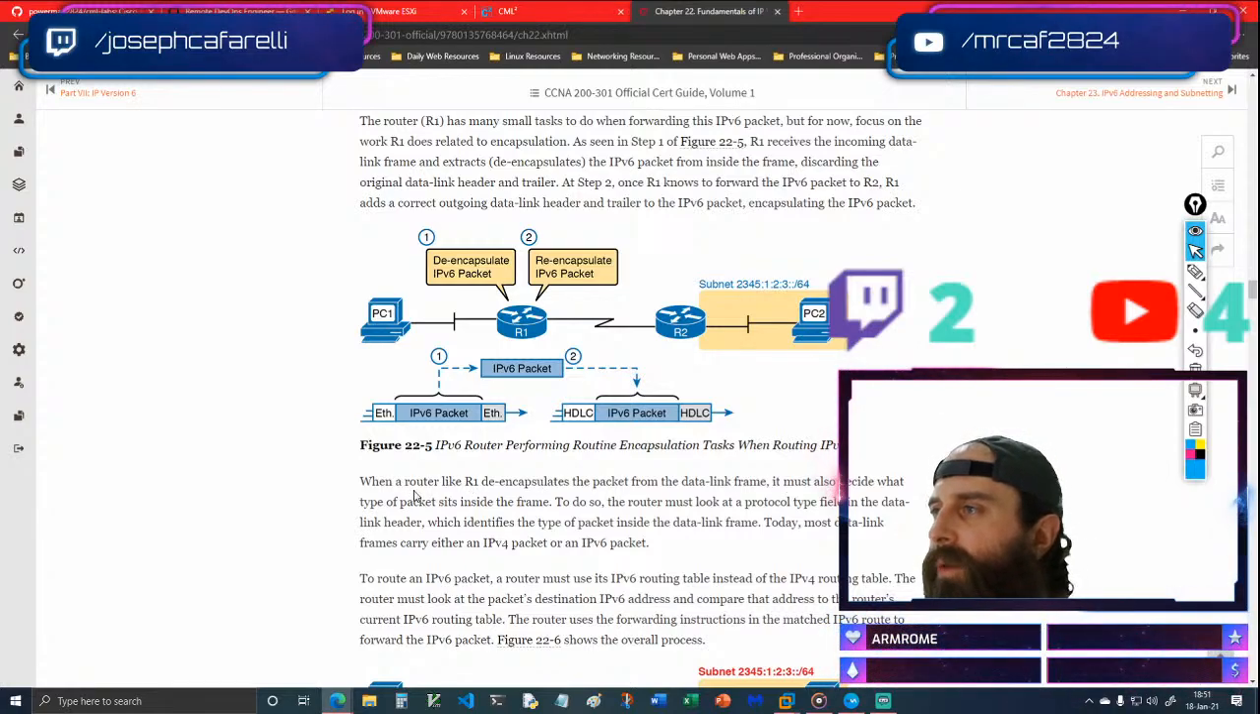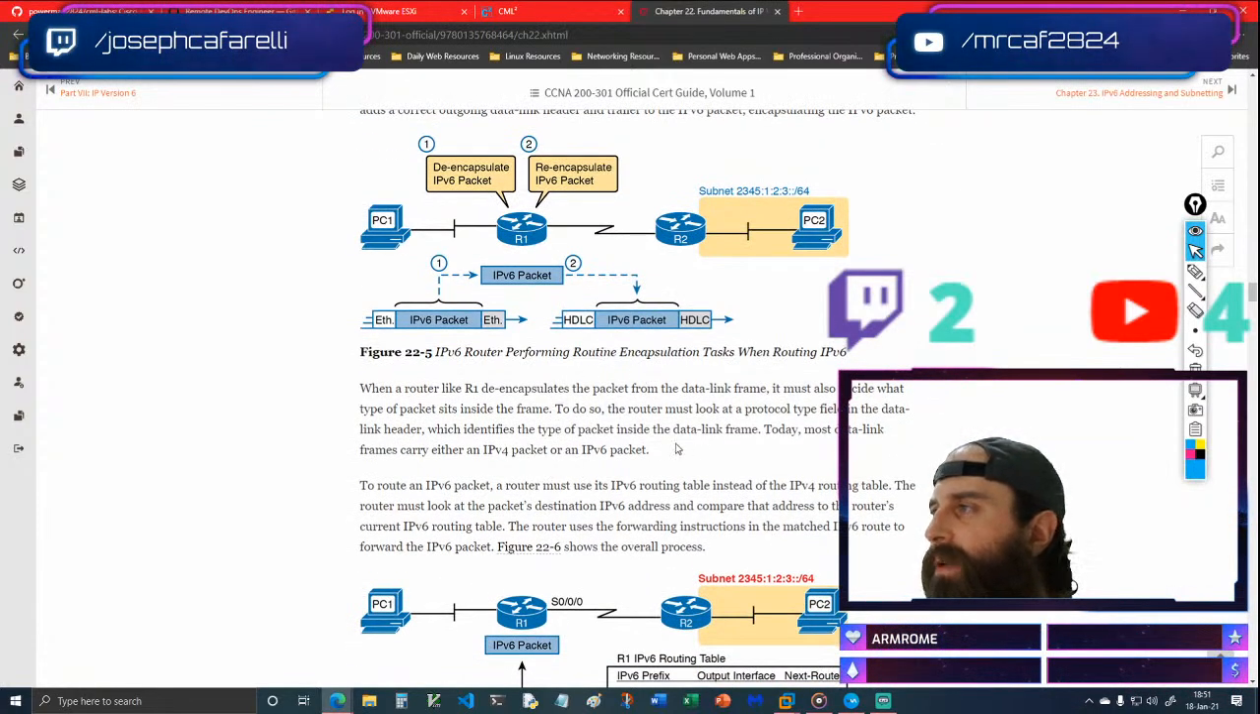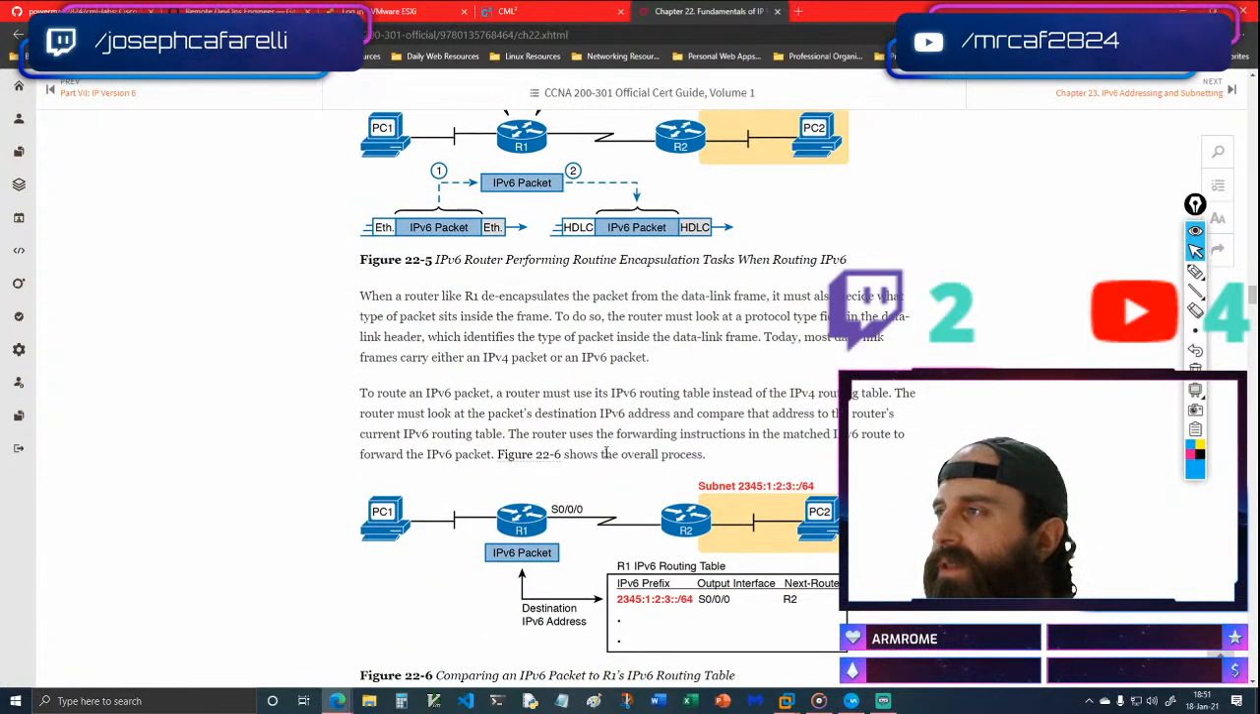When routing, when a router like R1 de-encapsulates the packet from the data link frame, it must also decide what type of packet sits inside of the frame. To do so, the router must look at a protocol type field in the data link header, which identifies the type of packet inside of the data link frame. Today, most data link frames carry either IPv version 6 packets or IPv version 4 packets. To route an IPv version 6 packet, a router must use an IPv version 6 routing table instead of an IPv version 4 routing table.